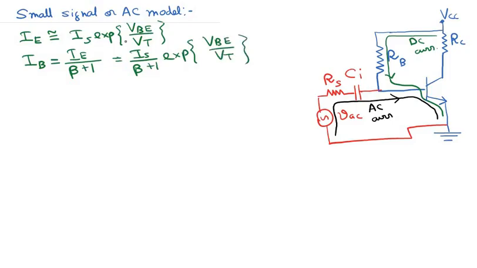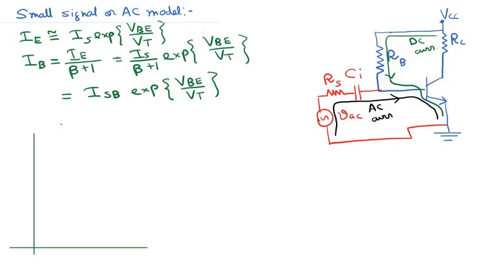Okay. Now this IS divided by beta plus 1, we will write as ISB. So ISB exponential VBE divided by VT. So the base current basically increases exponentially with the base to emitter voltage. Okay, so let us draw this graph of base current against the base to emitter voltage.